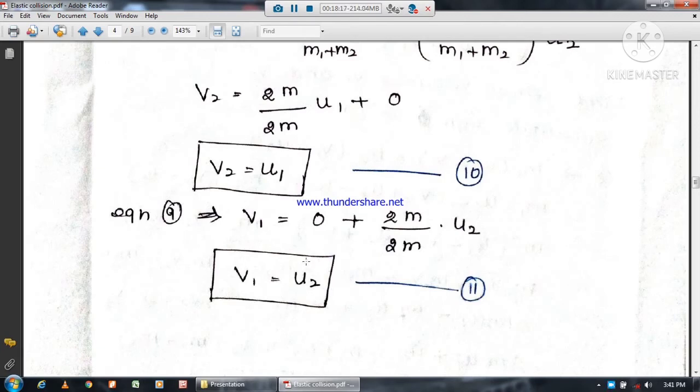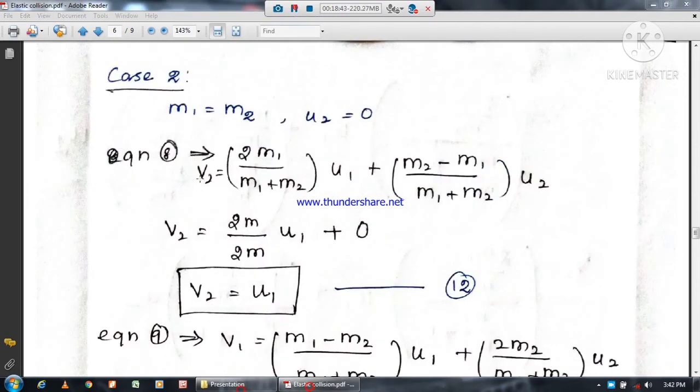That means after collision, the first body moves with the initial velocity of the second body and the second body moves with the initial velocity of the first body. And case 2, when two bodies have the same mass, that is m1 is equal to m2 and the second body is at rest, that is u2 is 0. u2 is the initial velocity of the second body, it is at rest. So u2 is equal to 0.